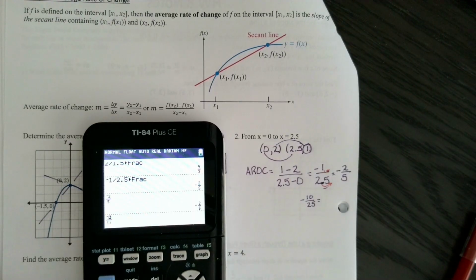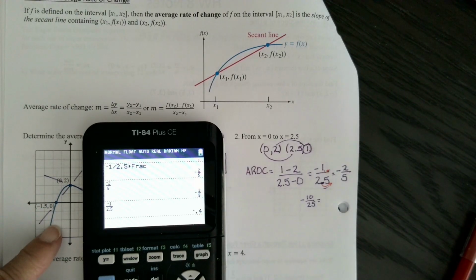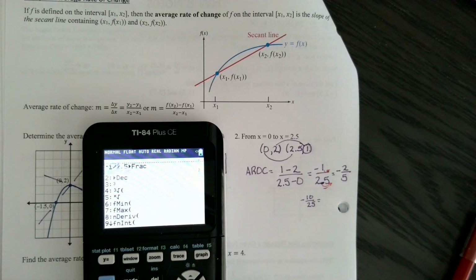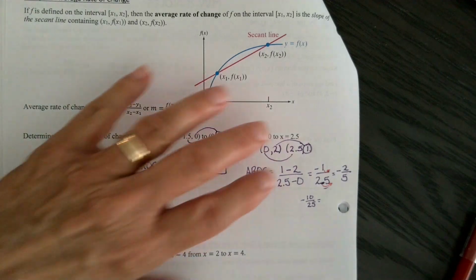Let's try negative 1 on the top, 2.5 on the bottom, and say it. Now I'm still going to have to change that to a fraction apparently because it doesn't like the decimal anyway, so you're going to have to hit math, fraction, and you get -2/5.